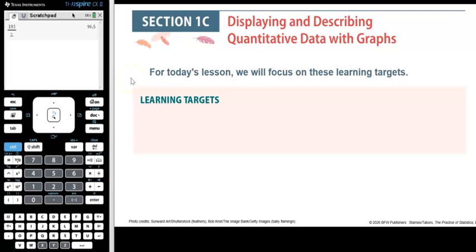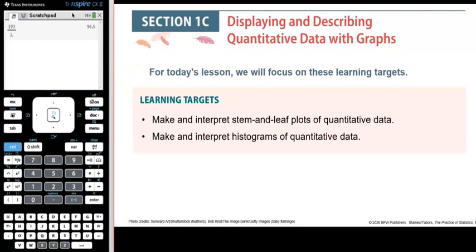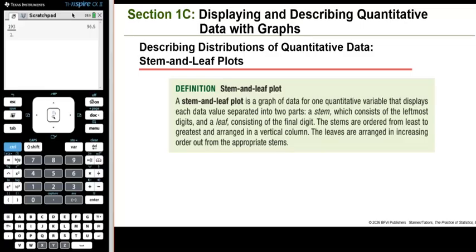Okay, so for today's lesson, we are going to learn how to make two different types of graphs, stem and leaf plots, and histograms. Again, both of these are for quantitative data. Last time we did dot plots, I believe. Okay, so stem and leaf plot, probably something you saw in middle school.